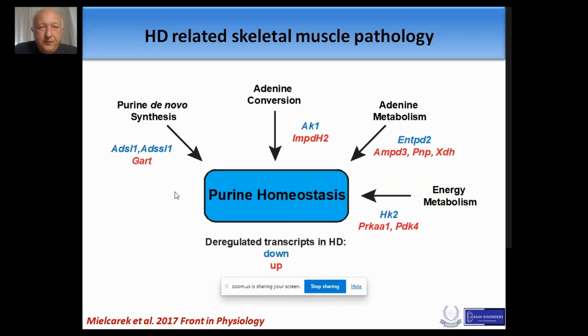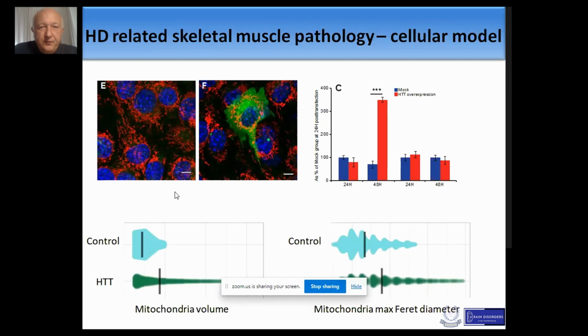We were also interested in looking into purine homeostasis and energy metabolism, and we found a repetitive pattern between the fragment and full-length models, indicating that purine homeostasis and energy balance are also affected in HD muscles.